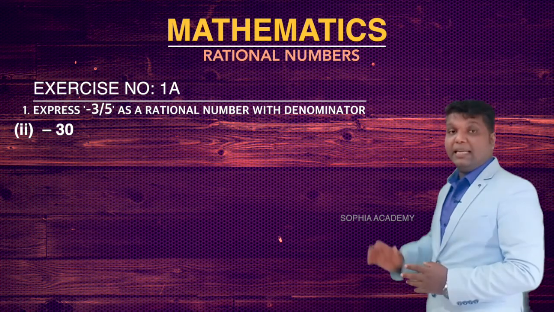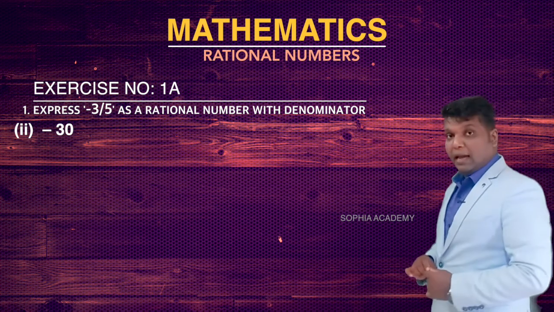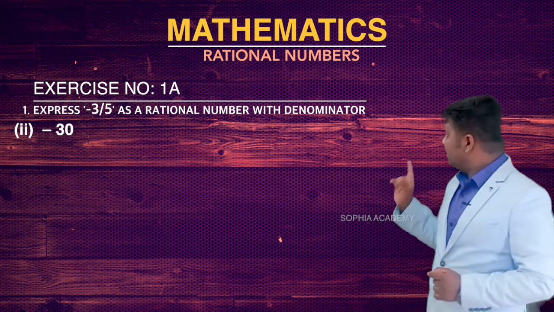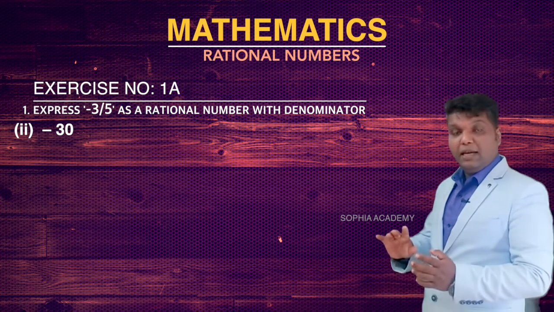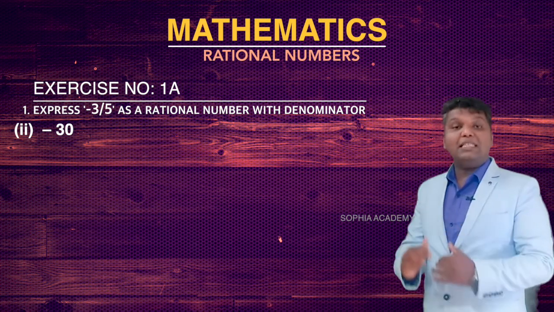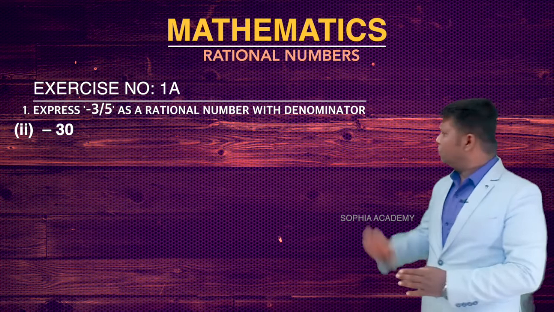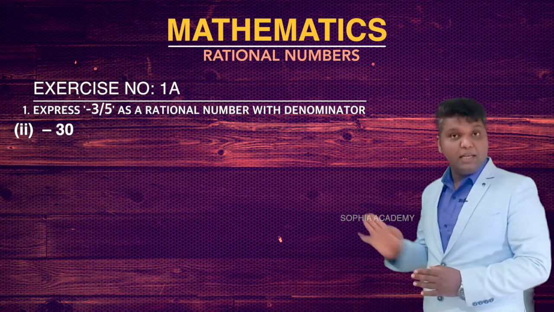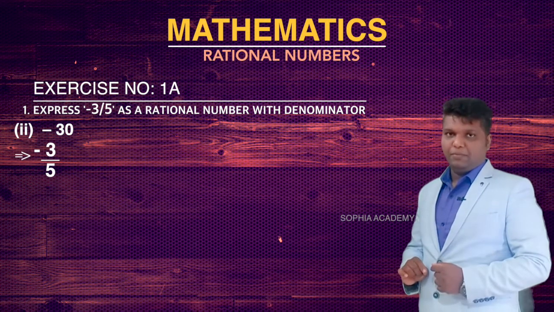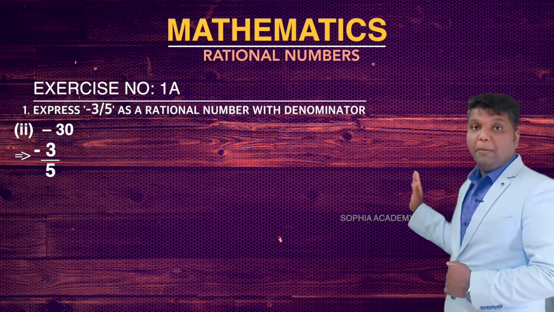So here you can see a rational number is given. It is minus 3 by 5. And what is the question? You have to express this minus 3 by 5 into another fraction, that means into a rational number which is having its denominator minus 30. Now check out the denominator and numerator of the question itself. Here the numerator is minus 3 and the denominator is 5. Okay, we have to make this 5 as minus 30.